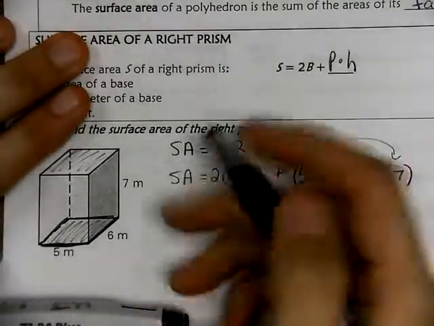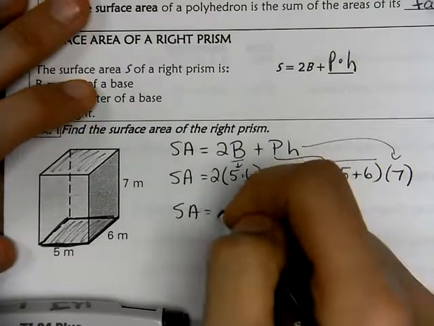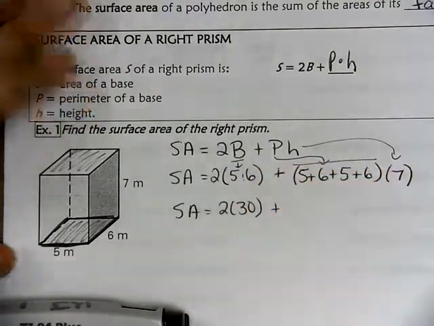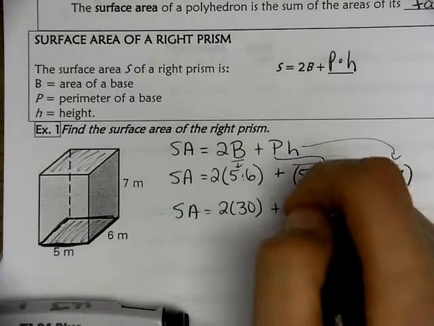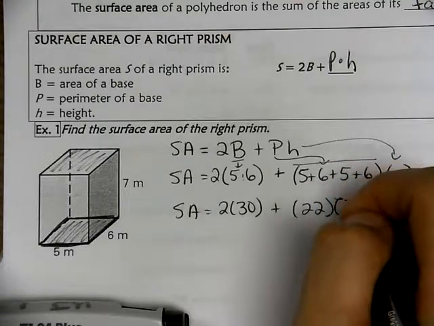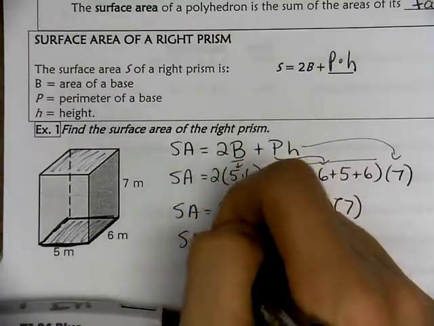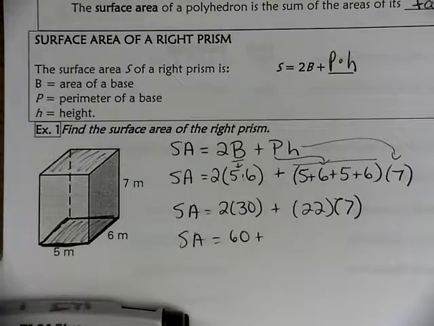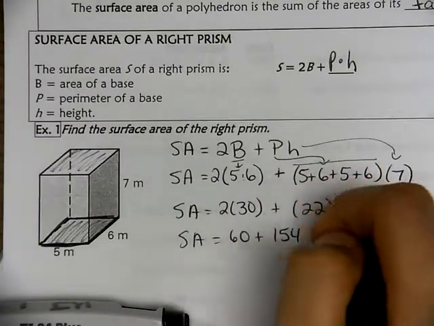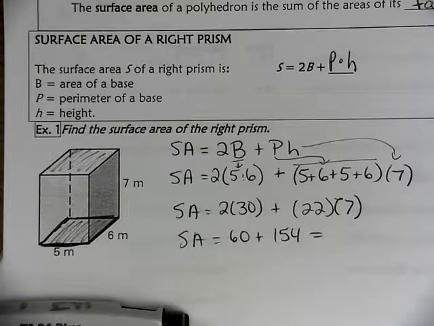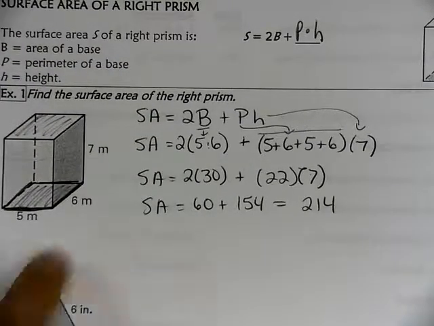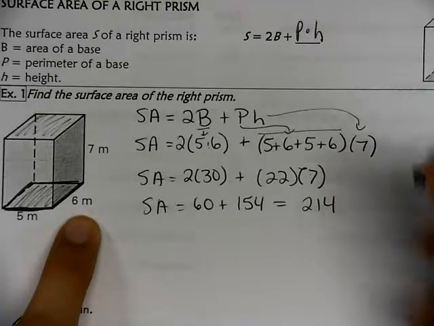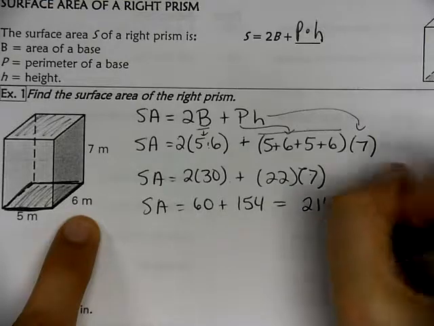So the surface area of this prism is 2 times 30 plus 22 times 7. So 60 plus 154, 214. Your units for surface area, it's area. So instead of cubed, it's squared. So your units here are meters squared.